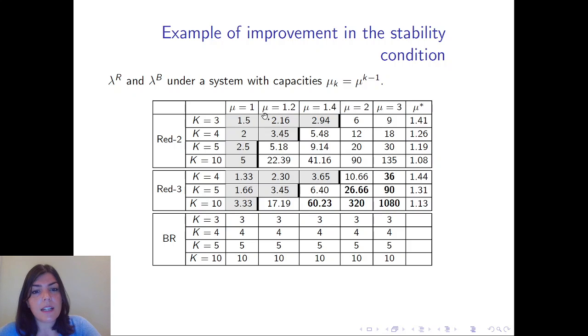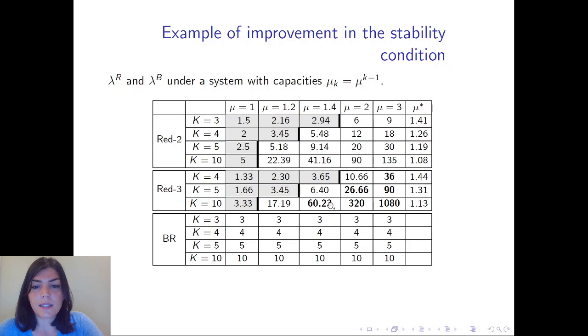Now, if we fix a number of servers K, for example, K equal to 4, we observe that the mu star value is going to increase as the number of copies D increases. That means that for a fixed K, as the number of copies D increases, we need more heterogeneity in the servers so that the stability under redundancy is going to increase compared to the Bernoulli routing.